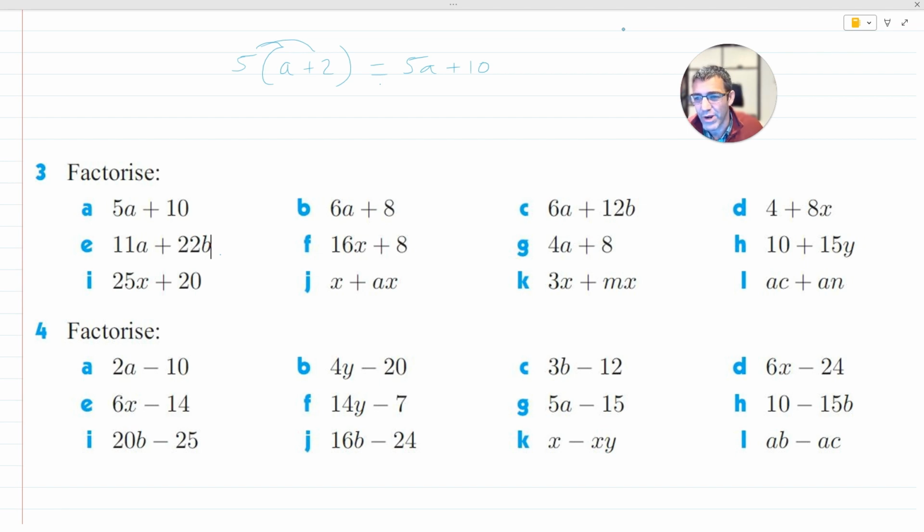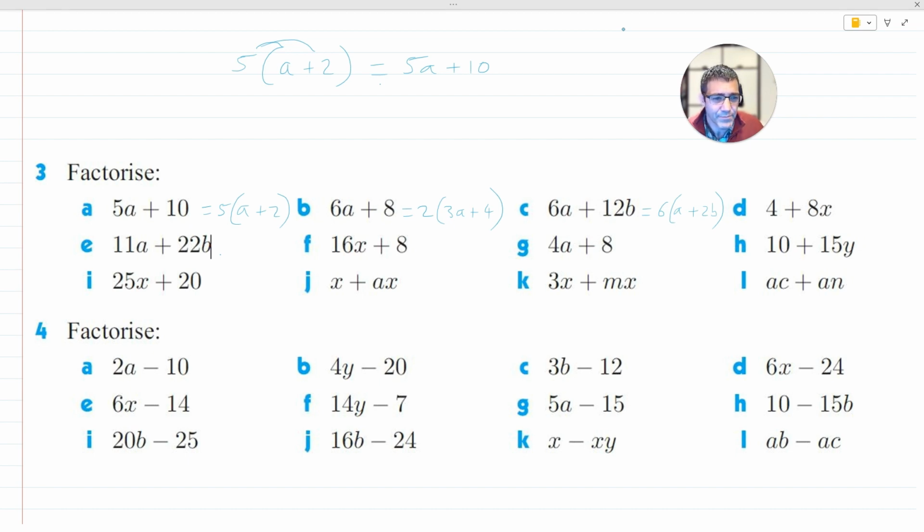So for the first question, we recognize there's a 5 inside of 5a and a 5 inside of 10. So we say 5 times a plus 2. For question B, we recognize there's a 2 inside of 6 and a 2 inside of 8. So we can say 2 times, and then we'll have 3a plus 4. For question C, we recognize there's a 6 inside of 6a and a 6 inside of 12b. So we're going to say 6 times, and then we'll have a plus 2b's left over. So notice that 12b is going to be 2b times 6. So the numbers go with the numbers, the variables with the variables.